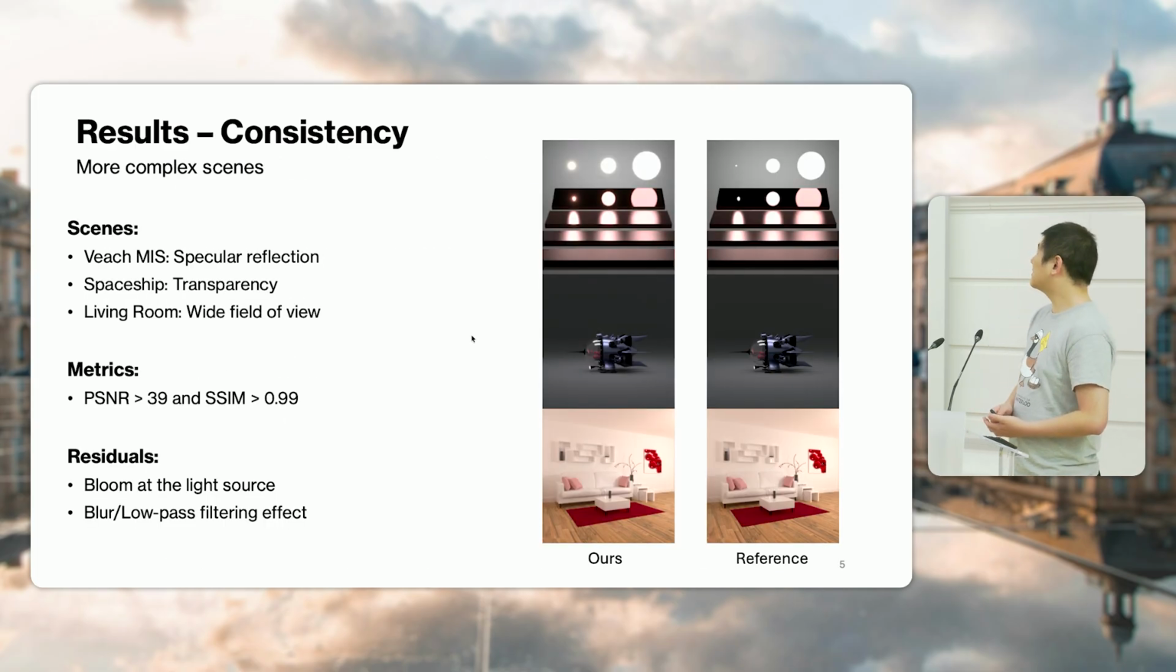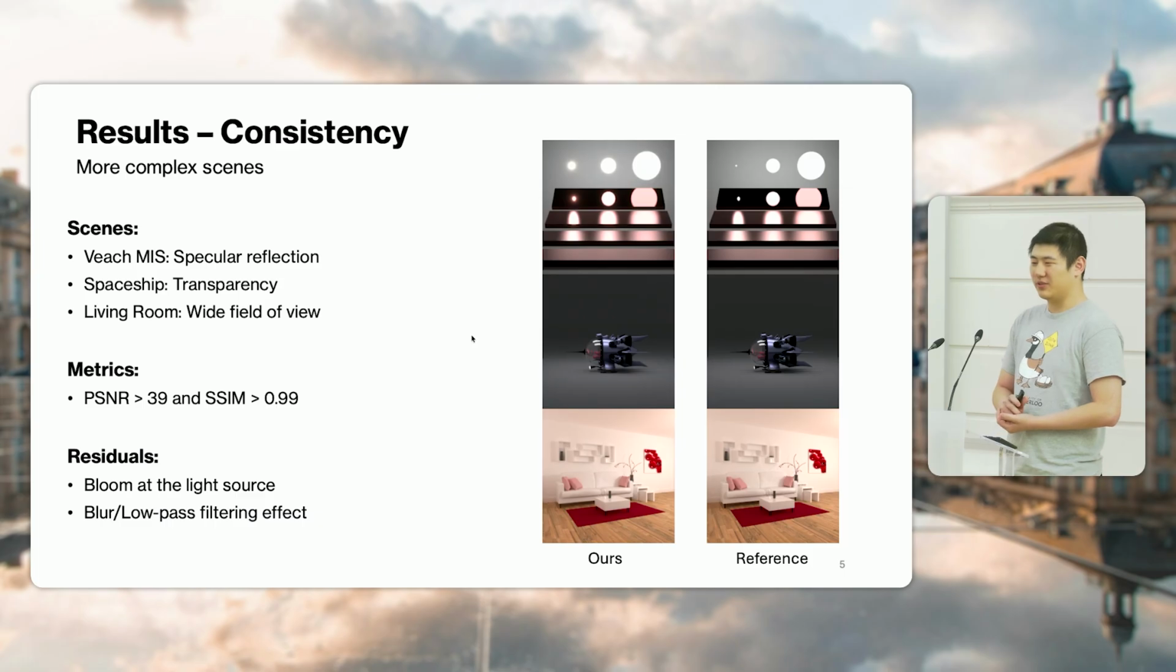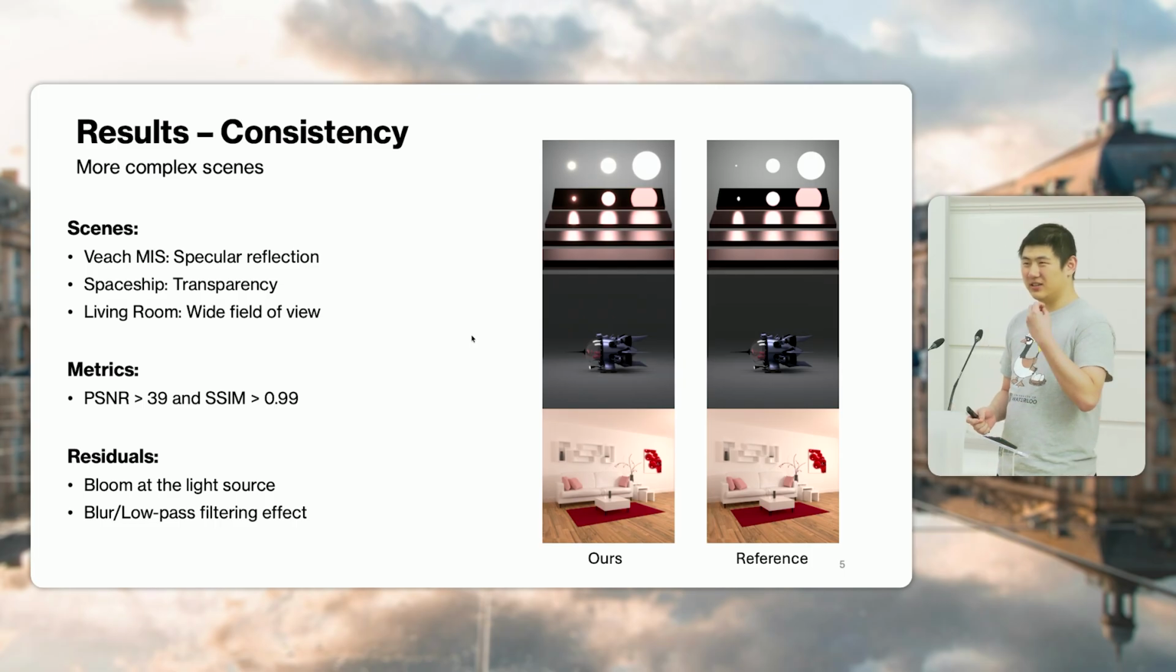In this slide, we show more cases, because in the last slide, we only had a diffuse surface. Here I show the Hims, which contains specular reflection. We have the spaceship, which has transparency, and we have the living room, which has a larger FOV. And the conclusion is they are similar. The accumulated result of our construction still matches the path tracing reference. And now we have established the consistency.